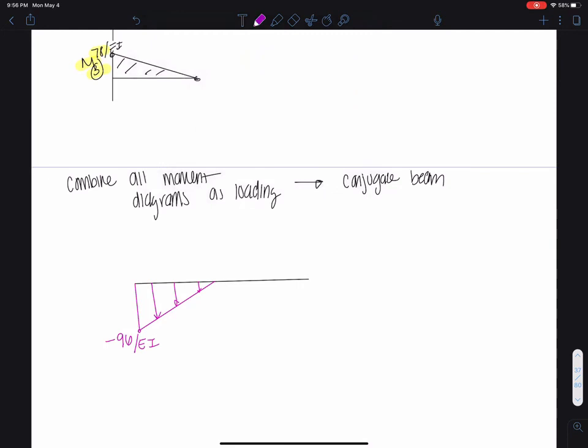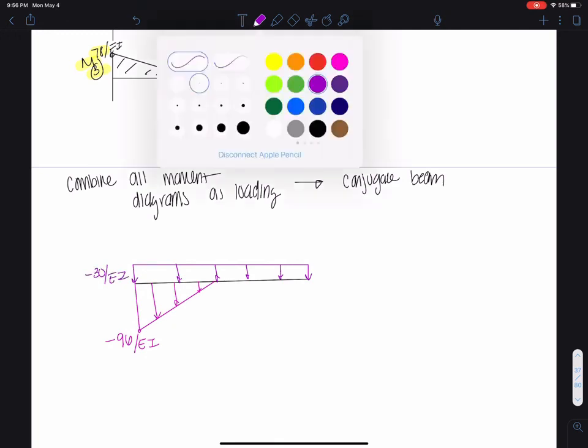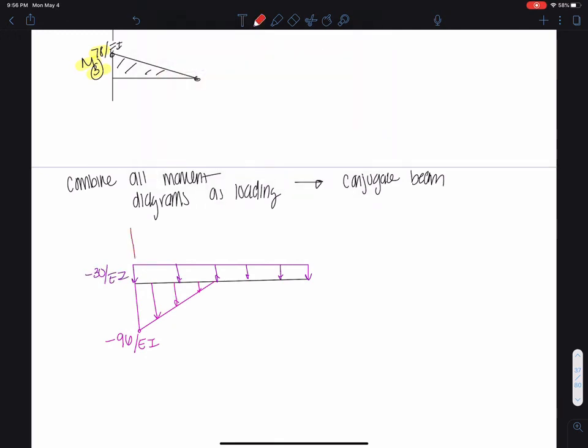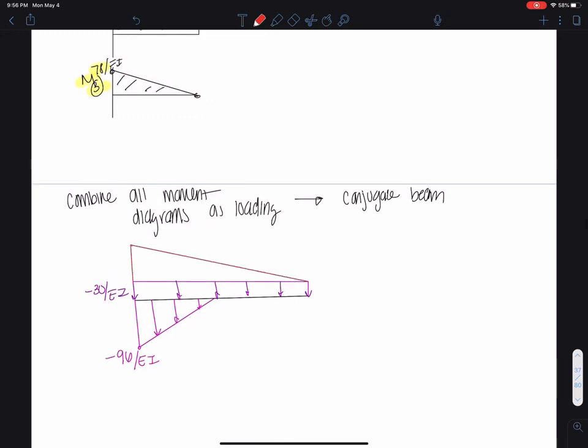The second one is the negative 30. I'm going to put it up here. It doesn't matter if you put it above or below as long as you draw it going down. So the arrows are what matters. And this is going to be the negative 30 over EI. And the last load we have on here is the positive 78. And so we have something like this. And this now is our conjugate beam.